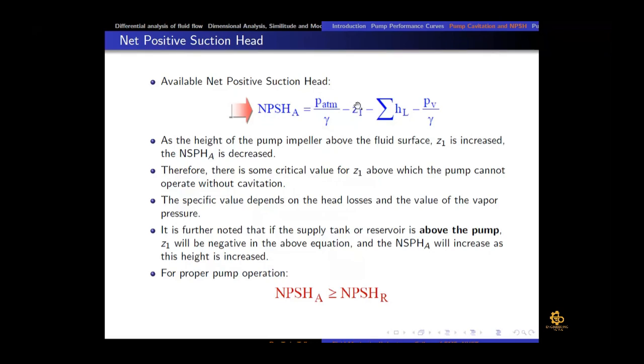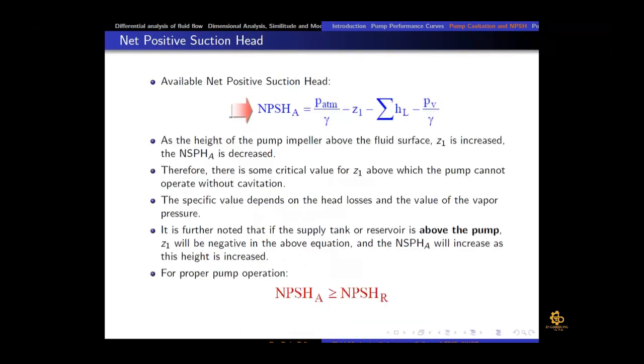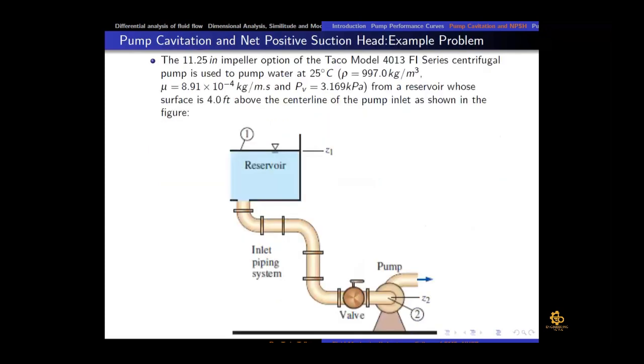So if we increase this height of the reservoir, then the maximum volume flow rate without cavitation would increase. What else? If we can decrease the HL. Now, how can we decrease the HL? Either we use a very highly finished pipe in which there is no surface roughness, or we decrease the total length between the reservoir and the pump.